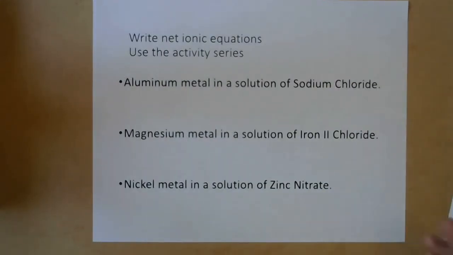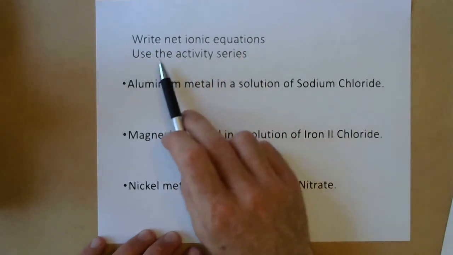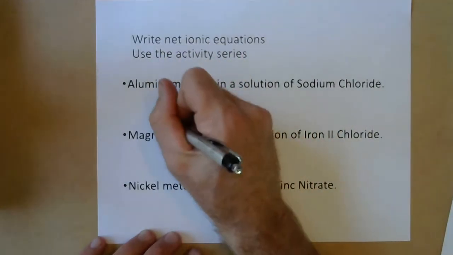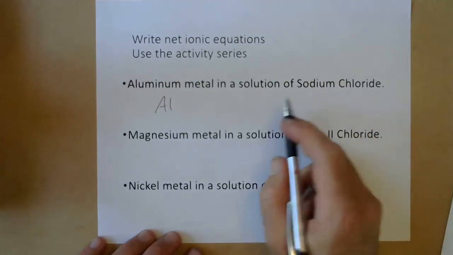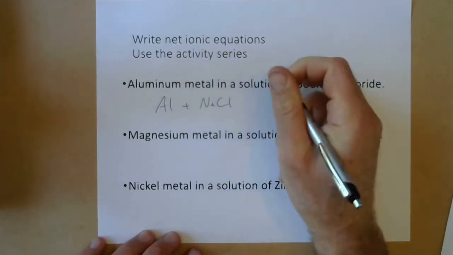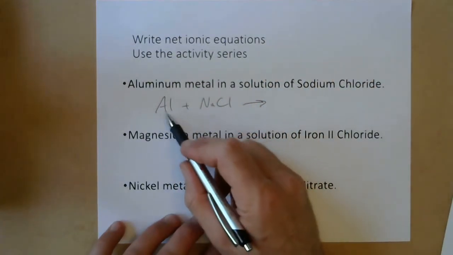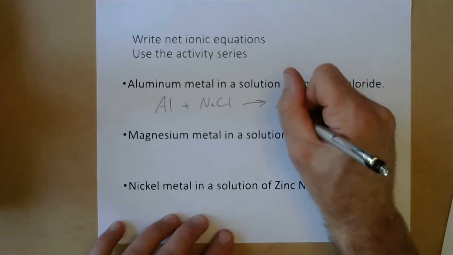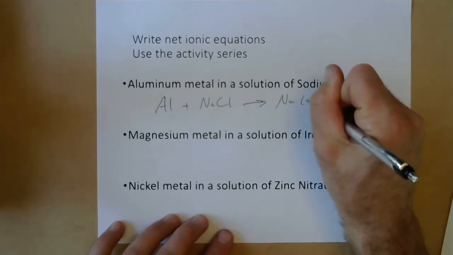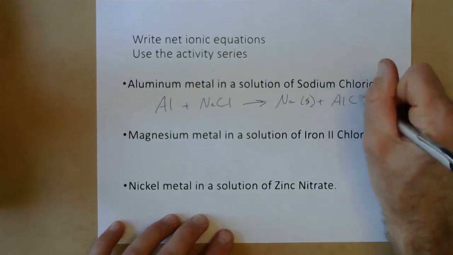So if you see something like this, we're going to write net ionic equations using the activity series. So we have aluminum and a solution of sodium chloride. Okay. So the reaction that could take place is that the aluminum kicks out the sodium. So sodium is by itself as a solid. And then we make aluminum chloride.